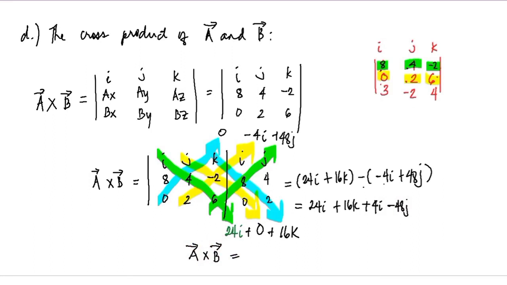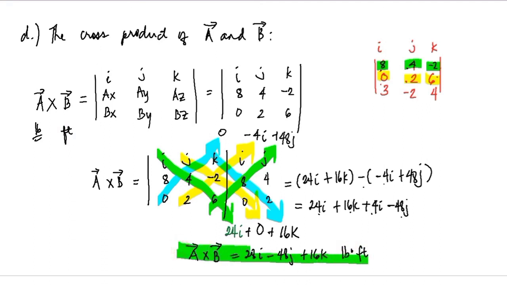So for the final answer, we have the cross product of vector A and vector B is equal to 24 plus 4, so that's 28I minus 48J plus 16K. For the unit, since A is pound and B is foot, we have the unit of pound foot. So this is the final answer for the cross product of the vector A and the vector B.